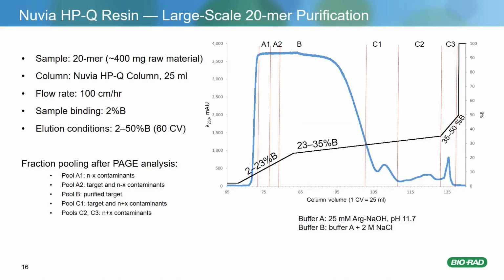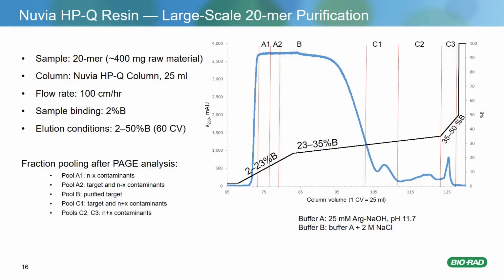Okay, the final experiment was to do a large-scale 20 mer purification. Here we loaded 400 mgs of the 20 mer onto a 25 mL Nuvia HP-Q column. The flow rate was slightly reduced to 100 centimeters an hour. Binding conditions were left at 2% B. Elution conditions were 2 to 50% B over 60 CVs, which were done in the spiking experiments, and we kept the same slopes as those runs.